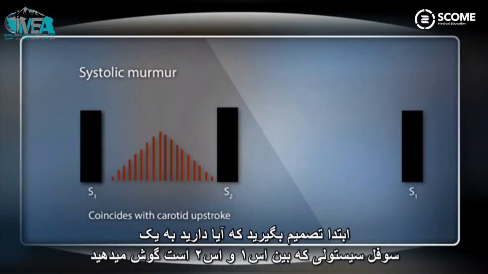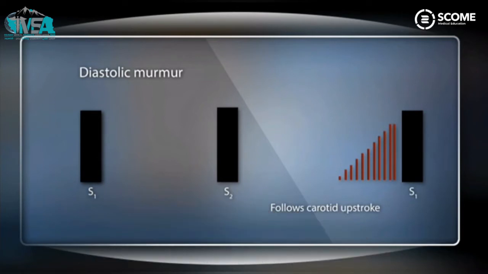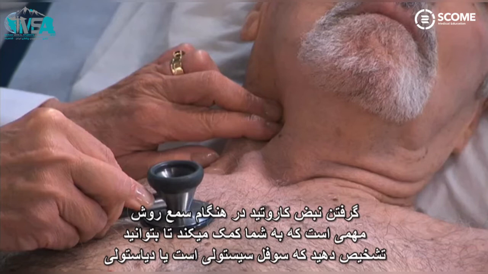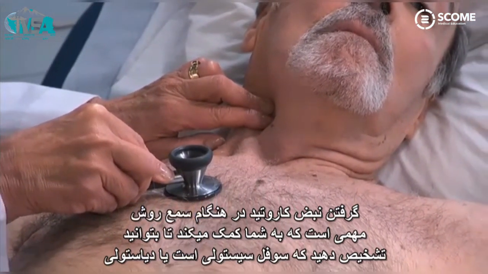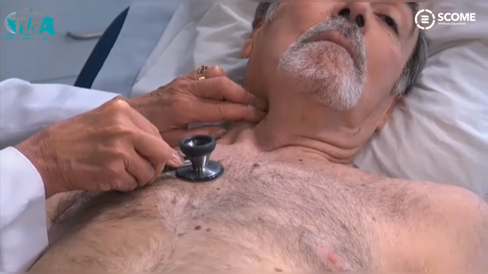First, decide if you are hearing a systolic murmur, falling between S1 and S2 and coinciding with the carotid upstroke, or a diastolic murmur, falling between S2 and S1, falling before or after the carotid upstroke. Murmurs are classified according to where they fall in systole and diastole. Palpating the carotid upstroke as you listen to the murmur is an important tip that helps you decide if the murmur is systolic or diastolic.